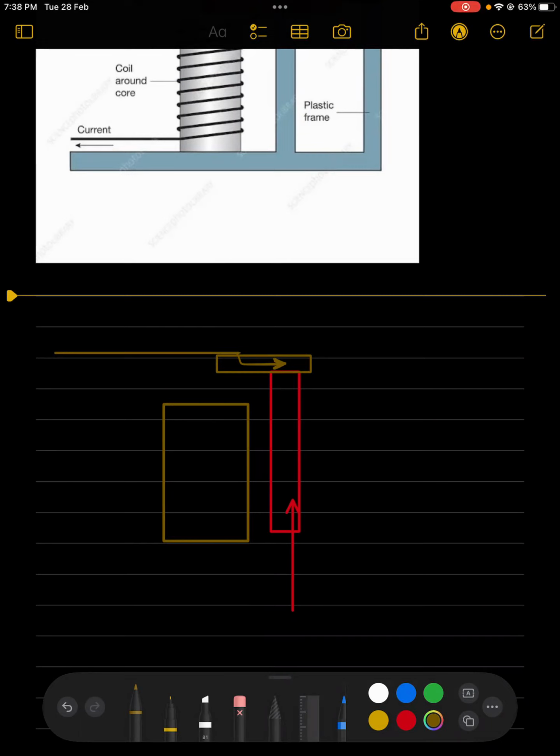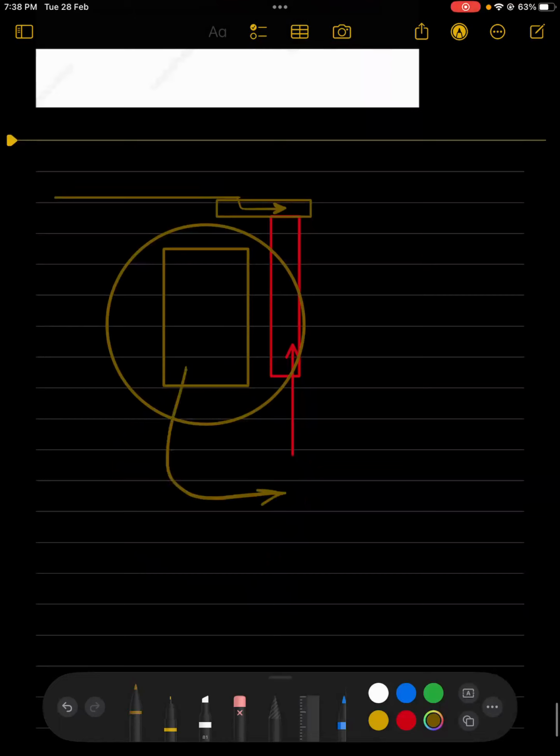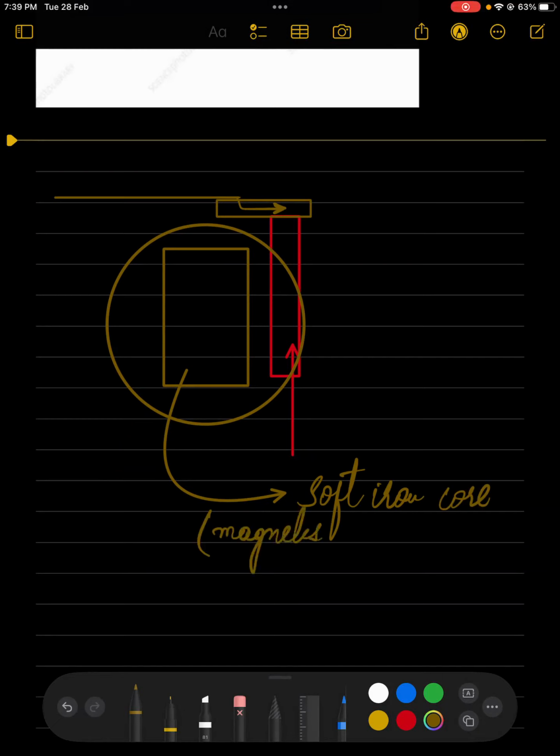Now the question over here is कि क्या ये कोर हमेशा के लिए मैग्नेटाइज हो जाता है या कुछ टाइम बीइंग के लिए होता है. So the answer to this is that this core is of soft iron. So it is soft iron core, and it actually magnetizes for a short duration until certain current only. So it magnetizes for a short duration under certain current only.